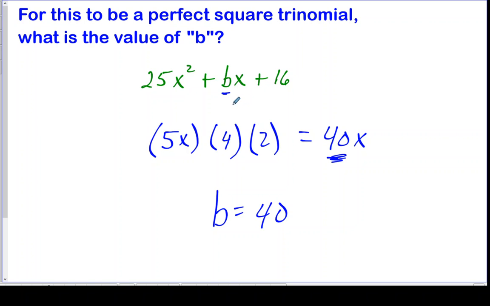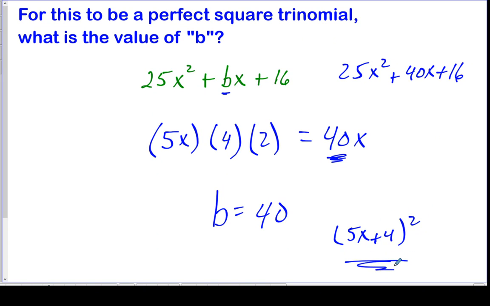And what would be the factorization? So if I make b 40, this is going to become 25x squared plus 40x plus 16, and the factorization would be the square root of 25x squared, which is 5x, plus the square root of 16, which is 4. And we know easily that that would be the factorization for this perfect square trinomial.